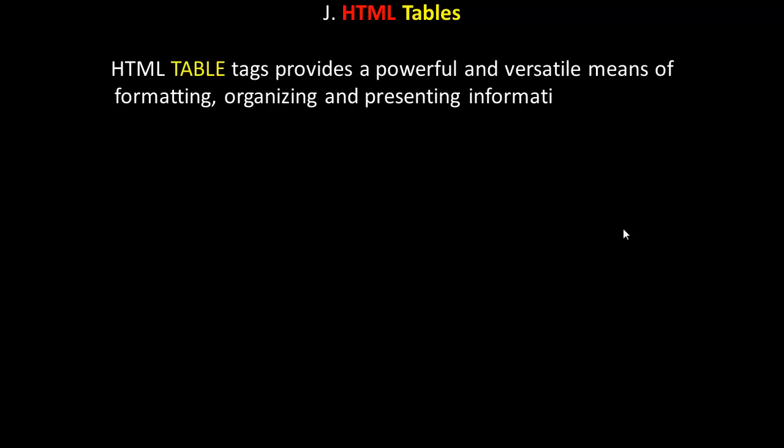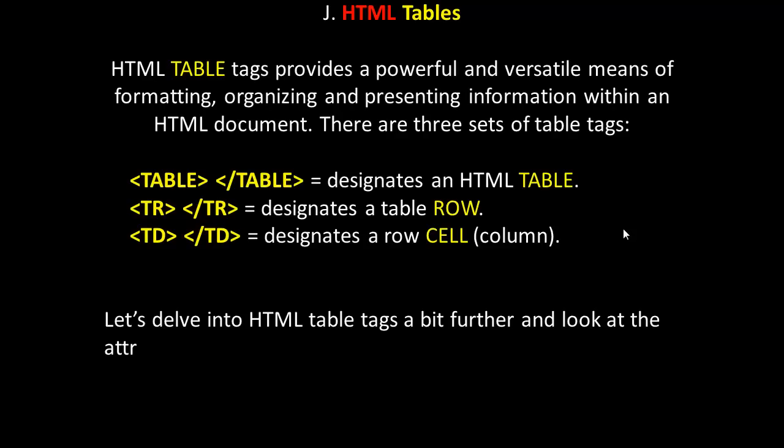Now we have come to an HTML element known as the table. HTML table tags provide a powerful and versatile means of formatting, organizing, and presenting information within an HTML document. There are three sets of table tags. Open and closing table tags designate an HTML table. Open and closing TR tags designate a table row, and open and closing TD tags designate a row cell or column.